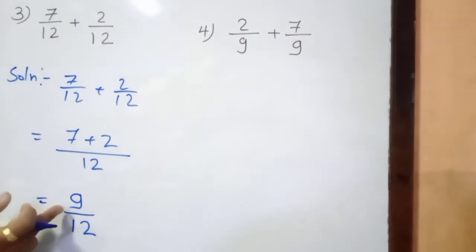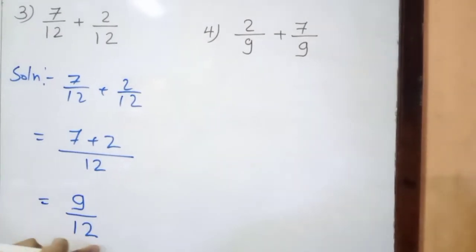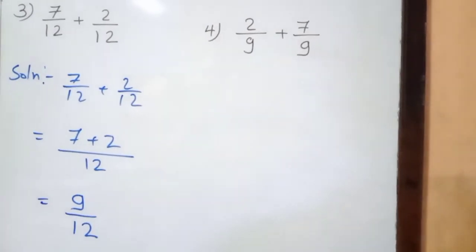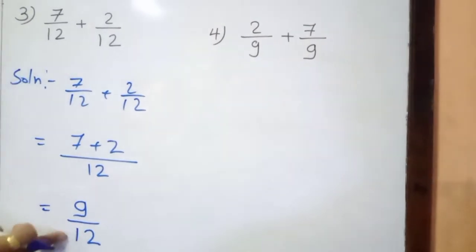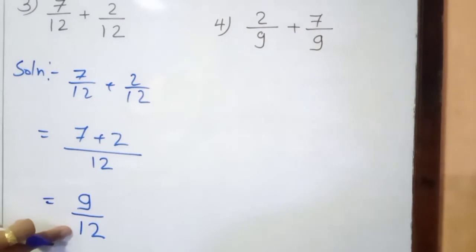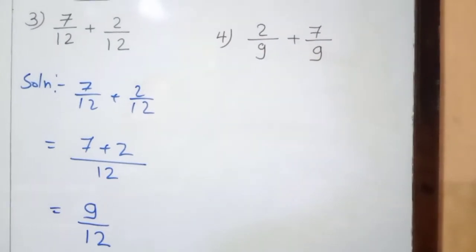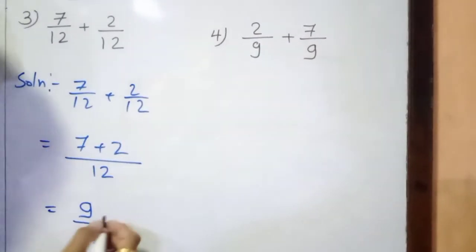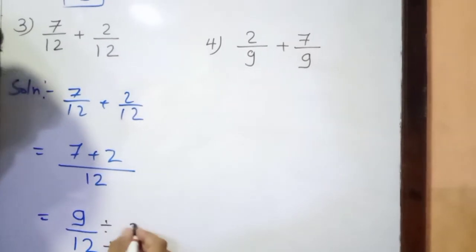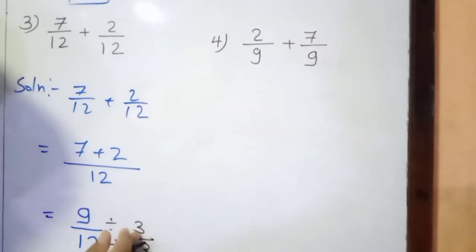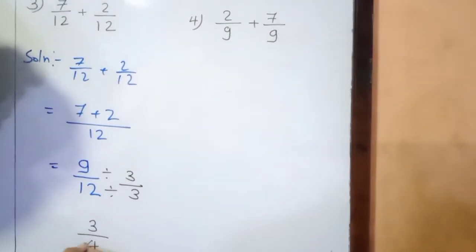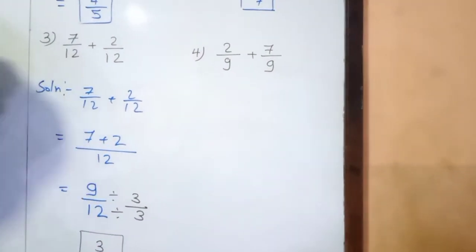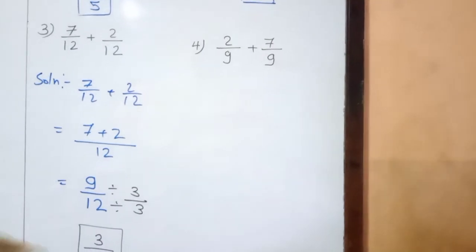You can see 9 and 12. Is it possible to do the cancellations? Yes, because 9 and 12, both numerator as well as denominator, are multiples of 3. So both should be divided by 3. So 3 3s are 9, 3 4s are 12. So this 3 upon 4 will become the answer.